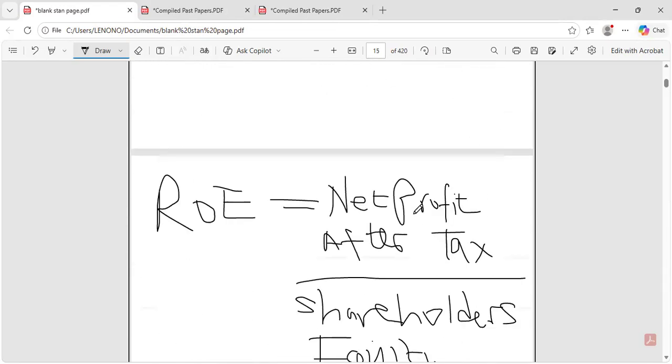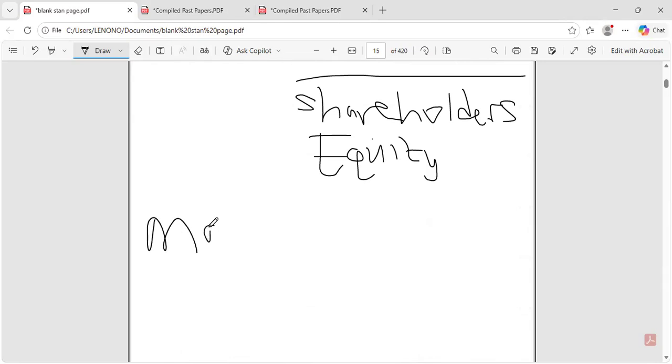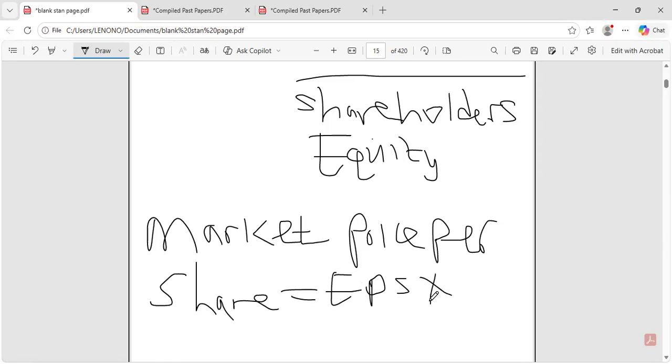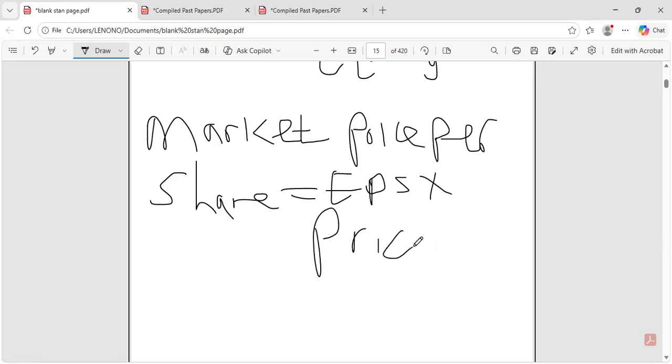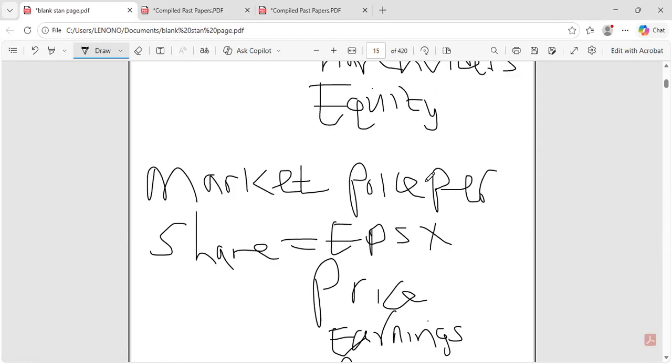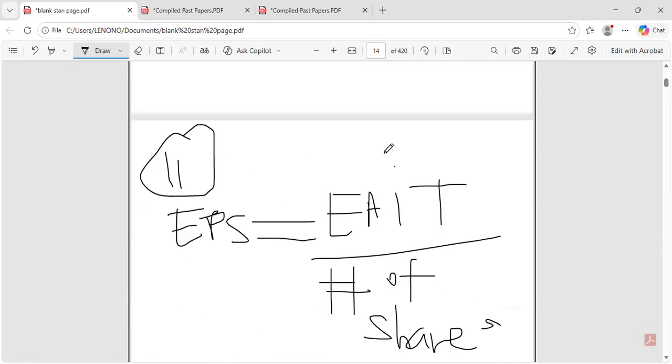I can put another one if you want: market price per share. Market price per share is equal to earnings per share multiplied by the price earnings ratio. All these are therefore under investment ratios.